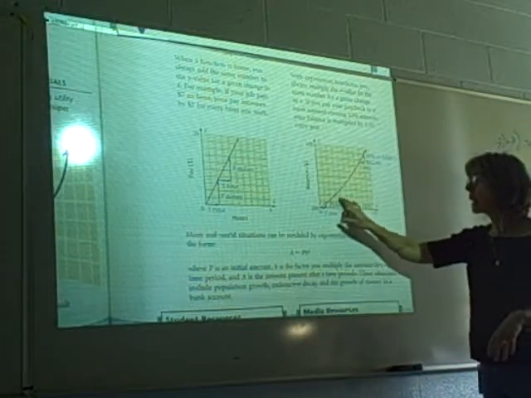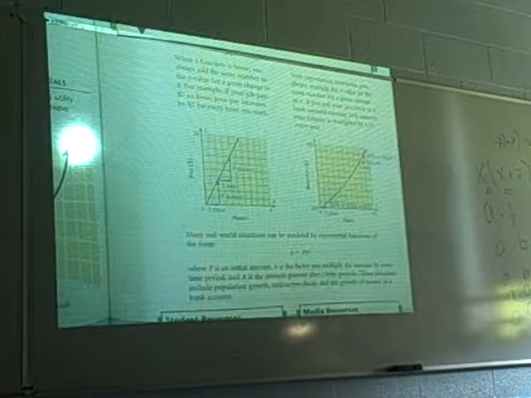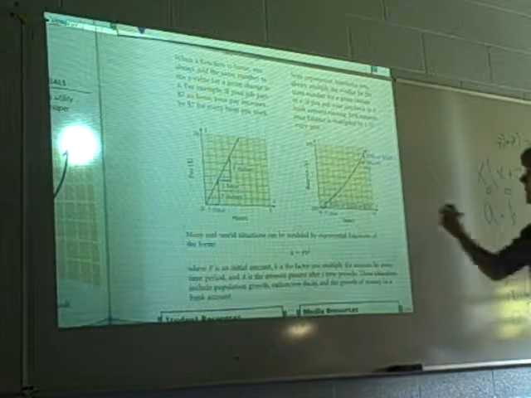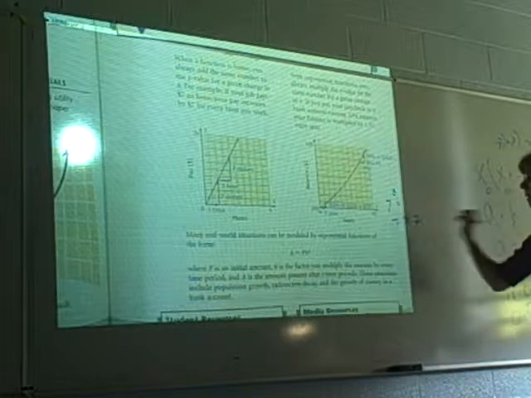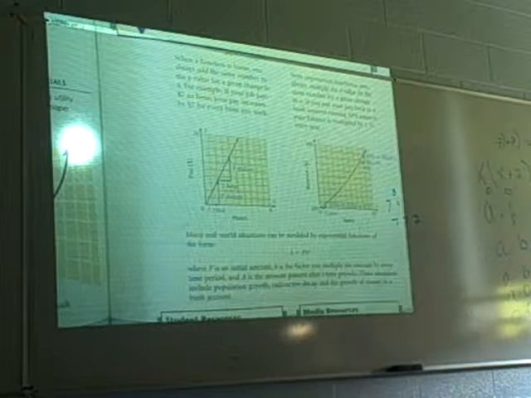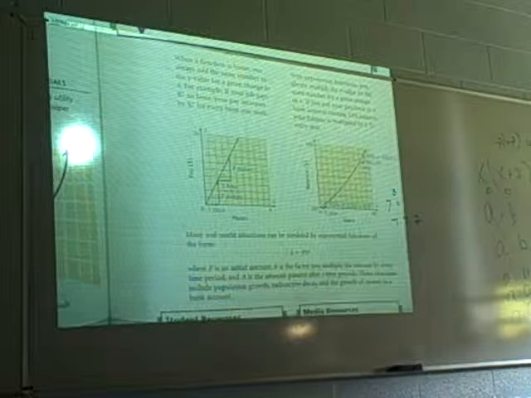Whereas if something is raised exponentially, it is multiplied by itself. Okay, and that's just the big picture of the differences.